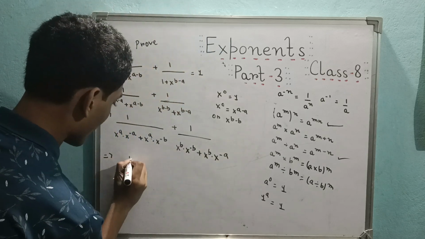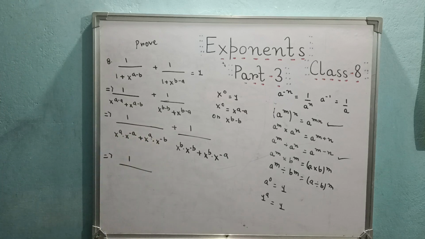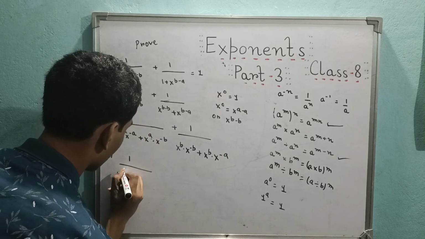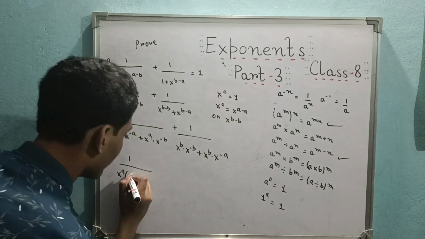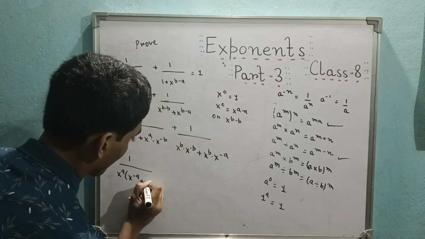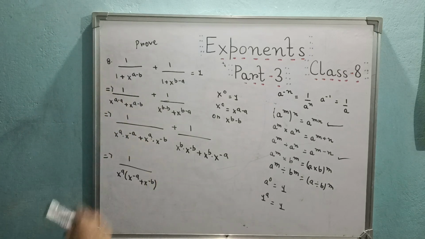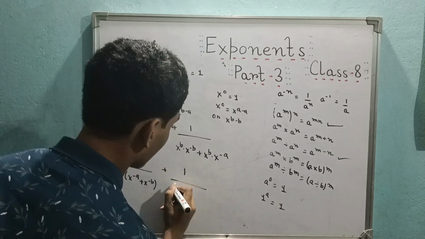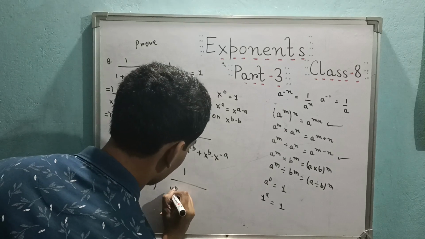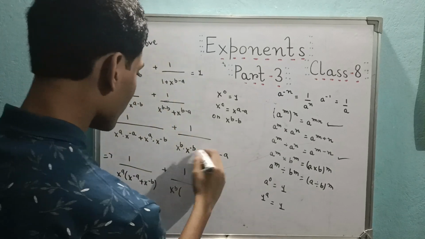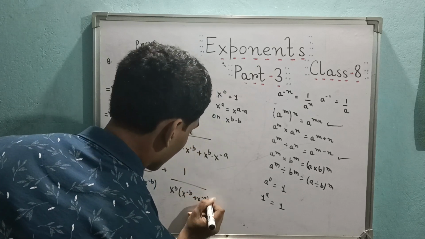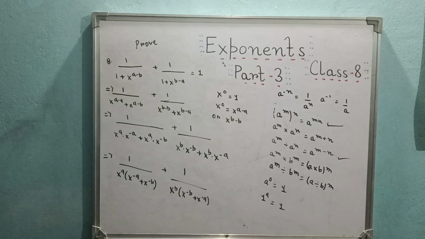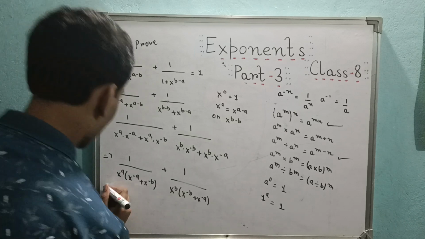Or 1 by, take x to the power a common. The basics of algebra we will use here. If I take x to the power a common, this is x to the power minus a plus x to the power minus b. Take x to the power a common, right? Done. Similarly here, take x to the power b common. Then this is x to the power minus b plus x to the power minus a. Done.